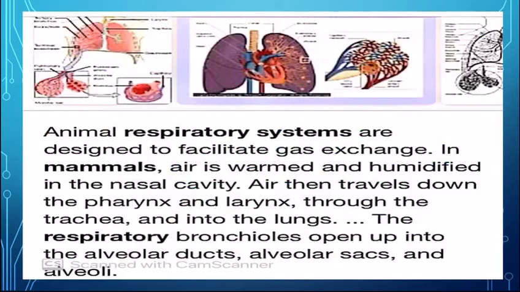So let's have a look at the function of the respiratory system also. It is designed to facilitate gas exchange. Air is warmed and humidified in the nasal cavity, then it travels down the pharynx and larynx through the trachea and then into the lungs. The respiratory bronchioles open up into the alveoli.